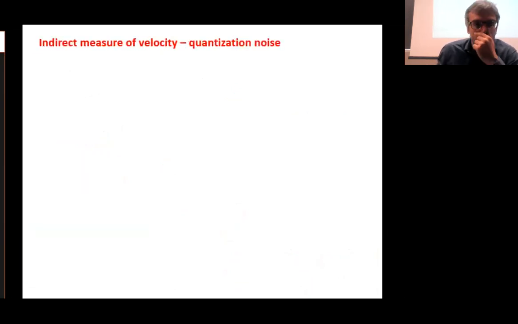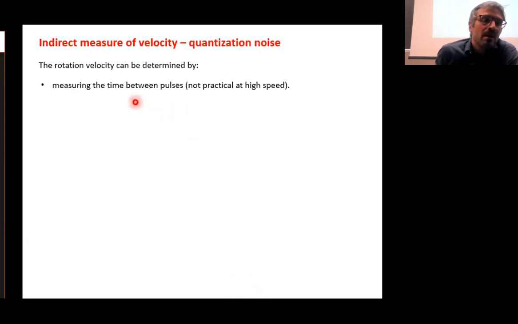What is important to know about quantization noise is that it creates problems whenever we want to measure velocity. Usually we don't have a velocity sensor, and we differentiate numerically the position readings from the encoder to get the velocity. Another way is to measure the time that passes between two pulses, but this is not practical at high speed. It only works for very, very low speeds.